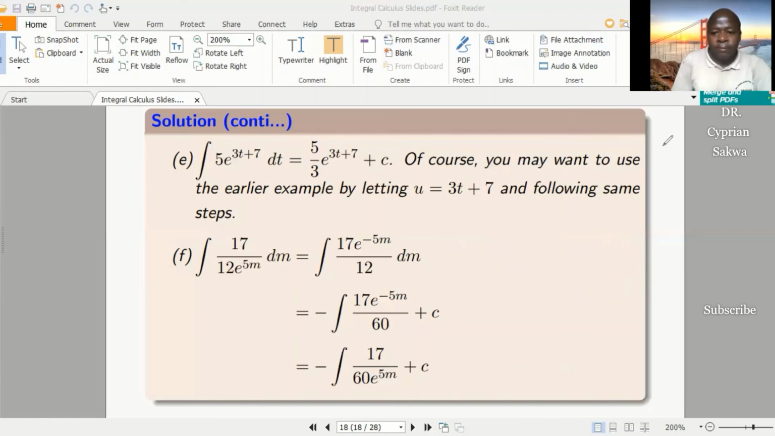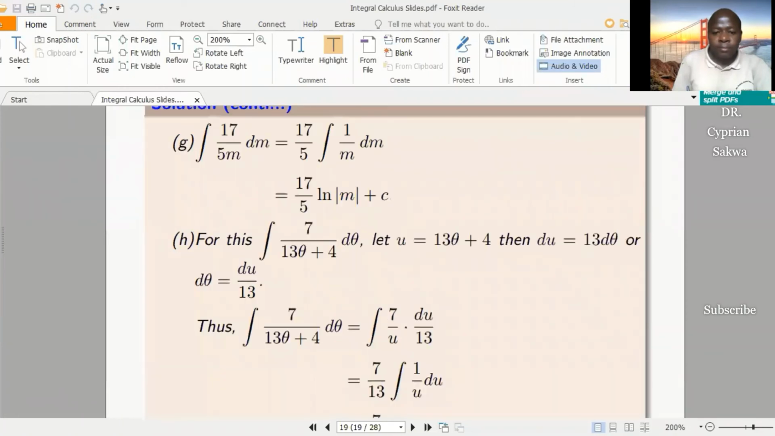So let me look at another example. Now this time I'm integrating this, and remember that we said at the beginning that the integral of 1 out of m dm would be the natural logarithm of m, and this m we are putting between the absolute signs, and then we add the constant of integration.